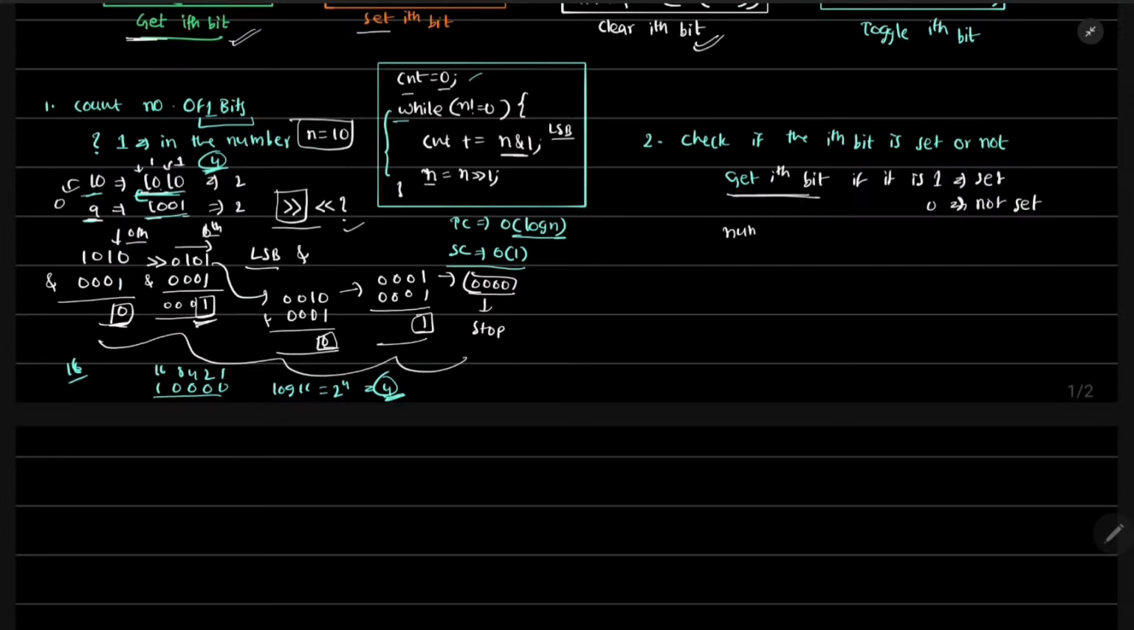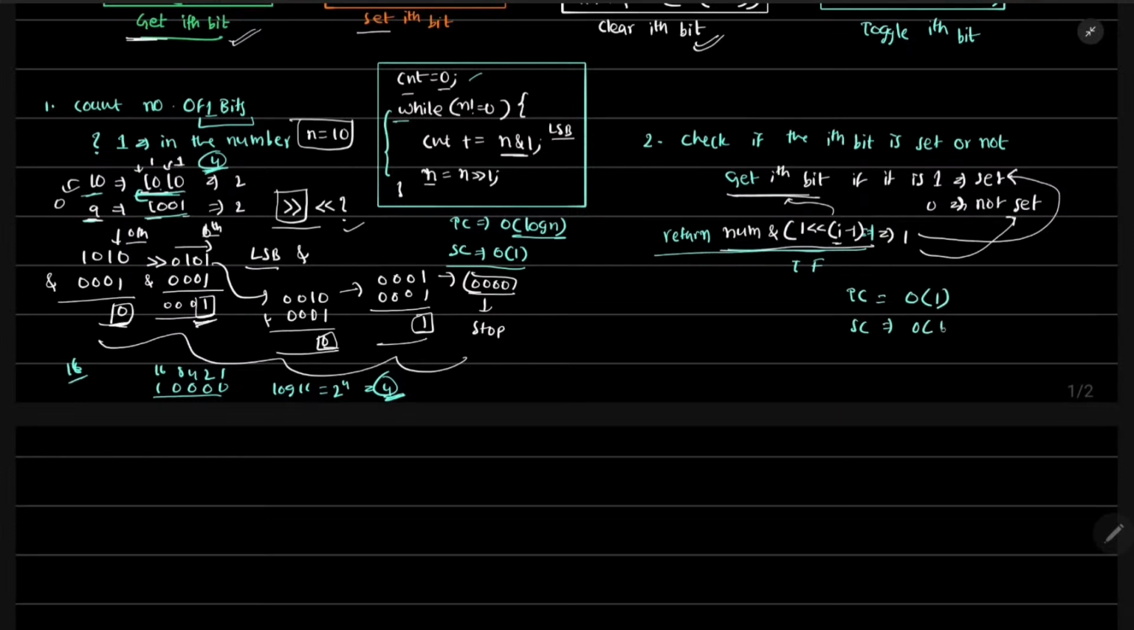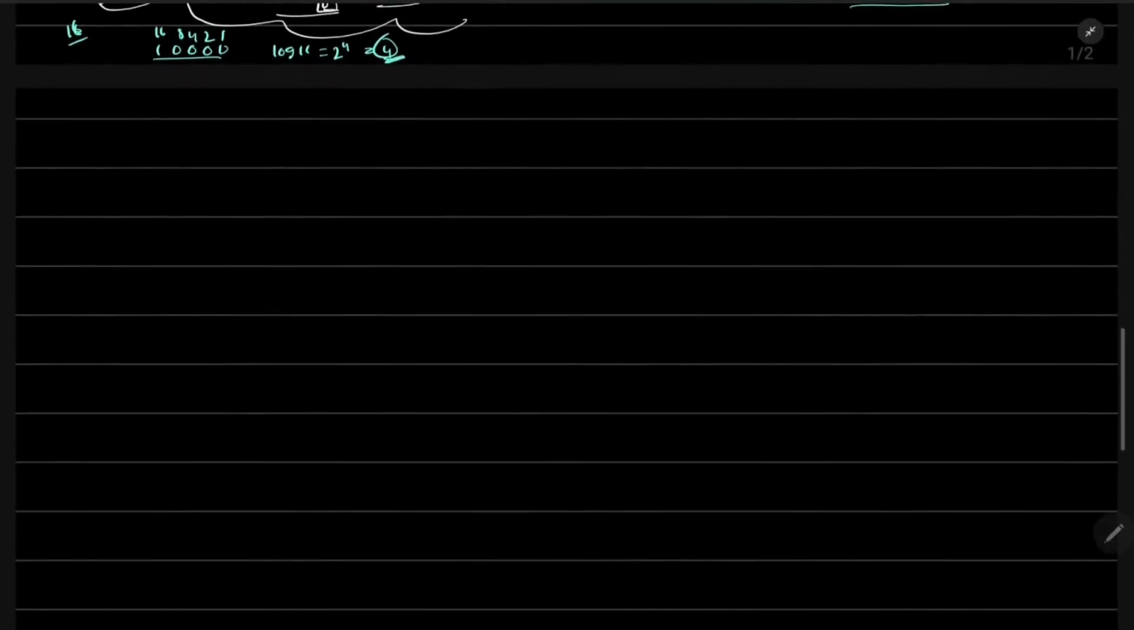How is it? Number AND 1 left shift by i minus 1, right? This is nothing but the position of the bit we need. So if this is 1, then it is set bit. If it is 0, then it is not set bit, right? You can just return it, equal to 1. So we'll return true or false here, right? That's so simple. And the time complexity, I would say it is O of 1. Space complexity, it is O of 1, right? It's very easy problems, right?